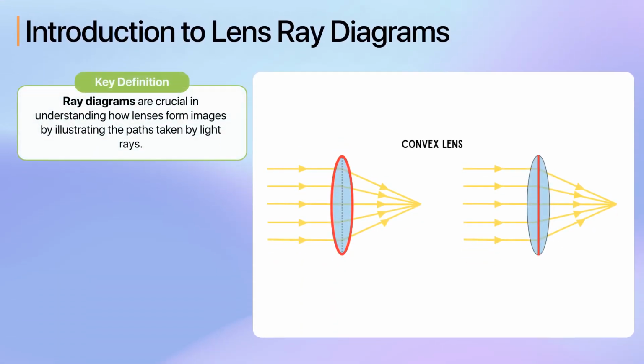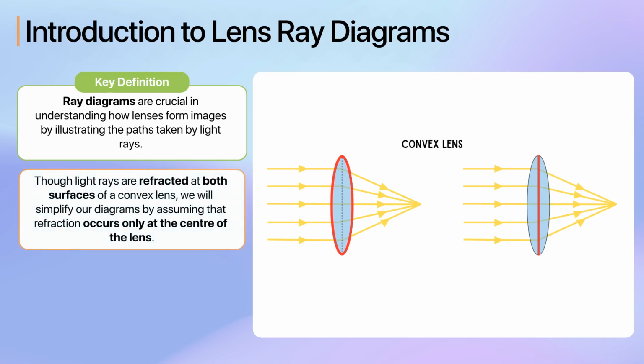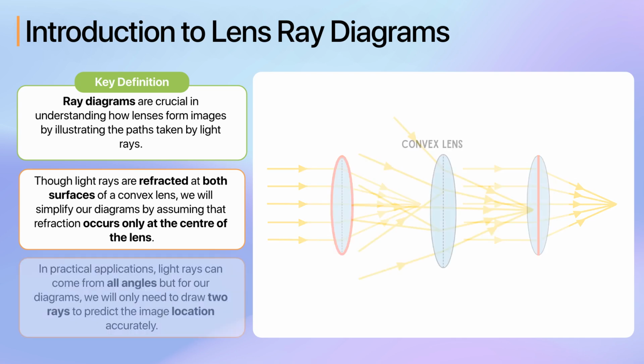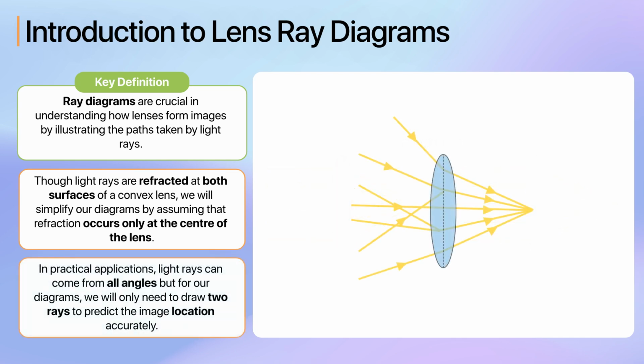Ray diagrams are crucial in understanding how lenses form images by illustrating the paths taken by light rays. Though light rays are refracted at both surfaces of a convex lens, we will simplify our diagrams by assuming that refraction occurs only at the center of the lens. In practical applications, light rays can come from all angles, but for our diagrams, we will only need to draw 3 rays to predict the image location accurately.